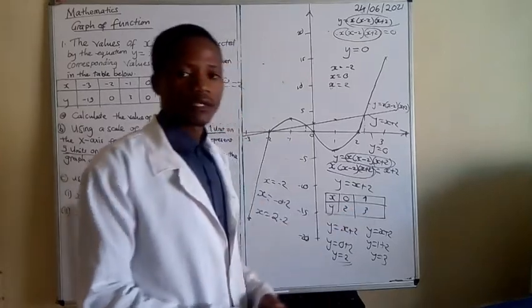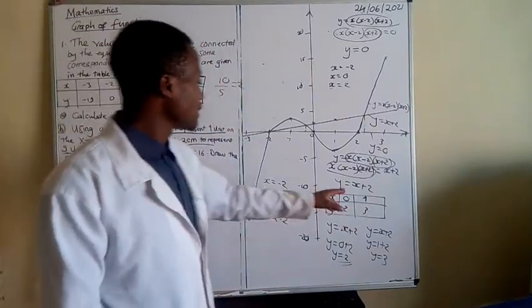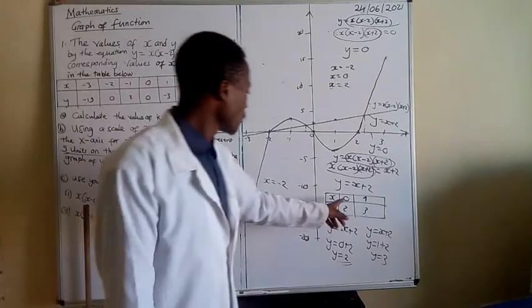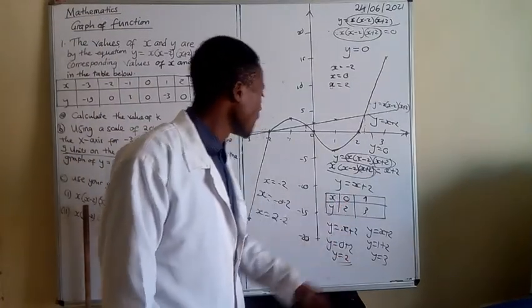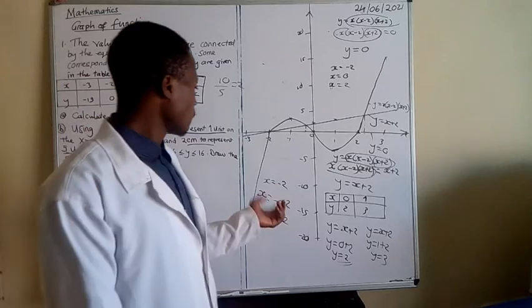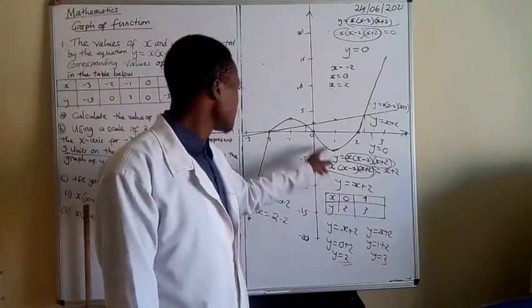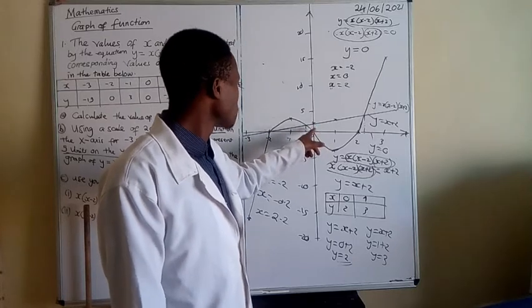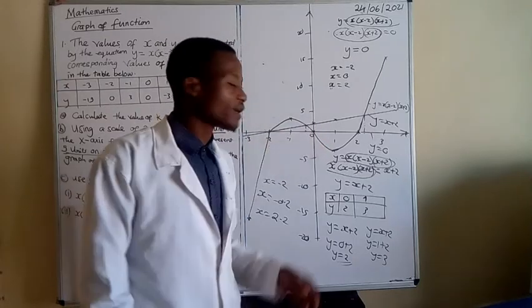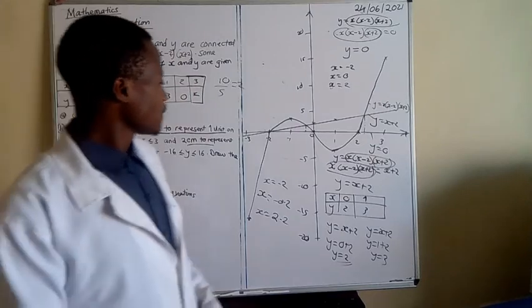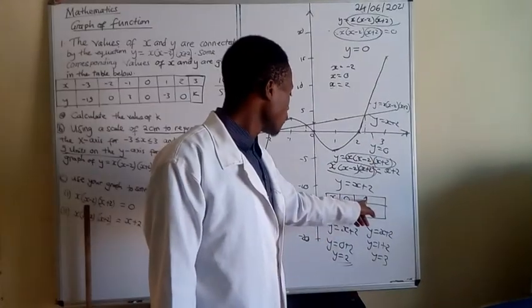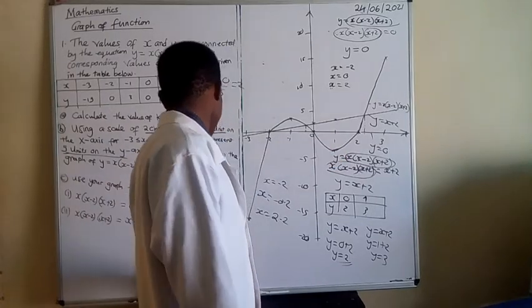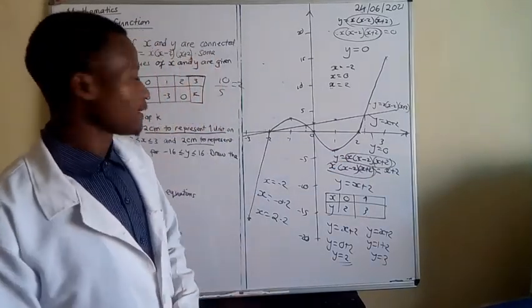After done with the calculation, we put these coordinates on the graph. The first one is (0, 2). We go where x is 0 and y is 2. According to my counting on the graph, that is where our 2 is. Then the second one is (1, 3), and according to my calculation, (1, 3) is there.